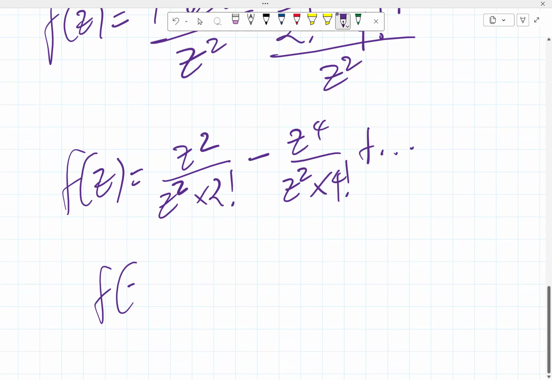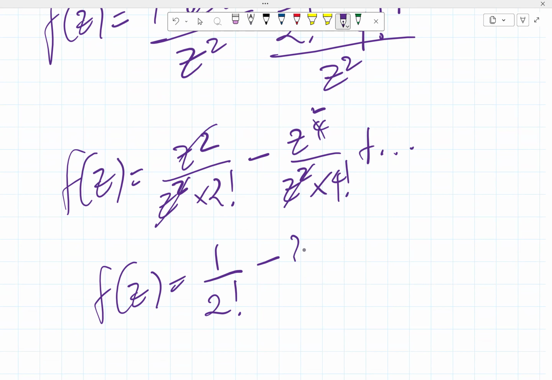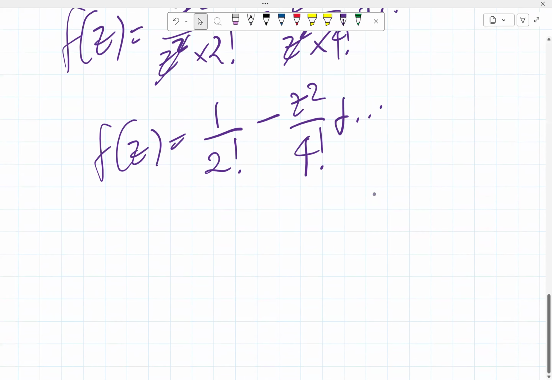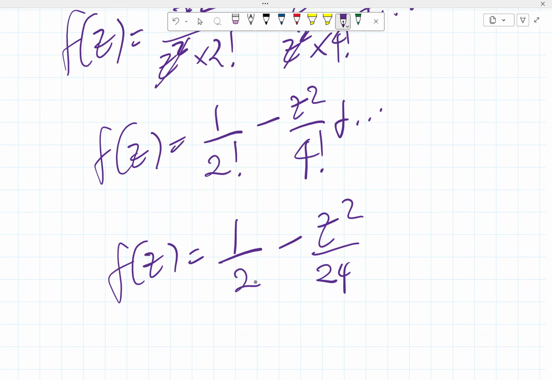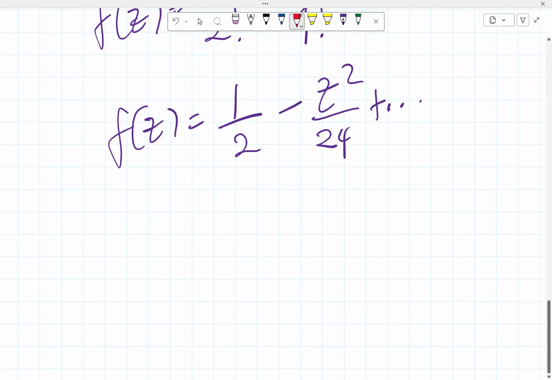So we can simplify now. For f of z, z squared cancels z squared. So we have 1 over 2 factorial, then minus, z squared cancels 2 of this, so we have z squared all over 4 factorial plus all of that. So f of z now is equal to 1 over 2 factorial, which is 2, minus z squared over 4 factorial, which is 24. So we have 1 over 2 minus z squared all over 24 and all of that. So the next thing is to classify.